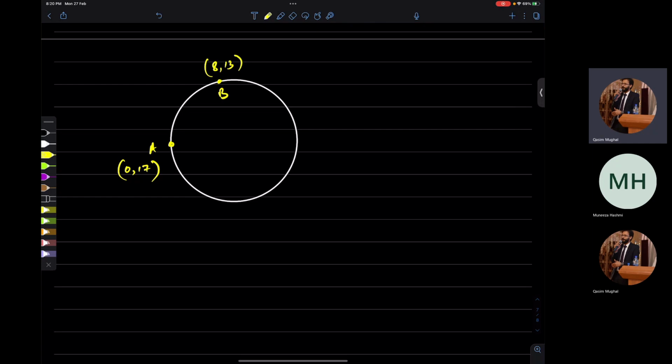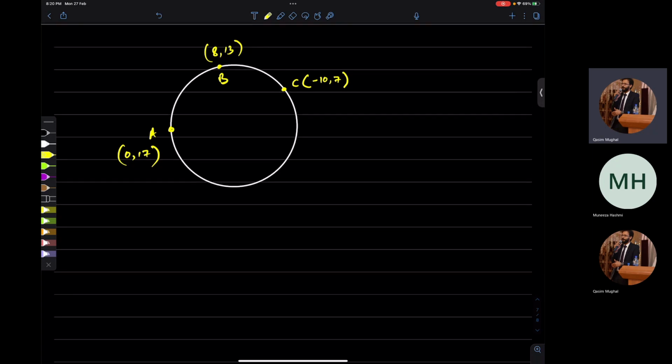Let's just call it point B. And then there is a point C as well, which is also on the circumference, and let's say its coordinates are -10 and 7. So these are the points on the circumference of the circle. So now the examiner wants you to find the equation of the circle.